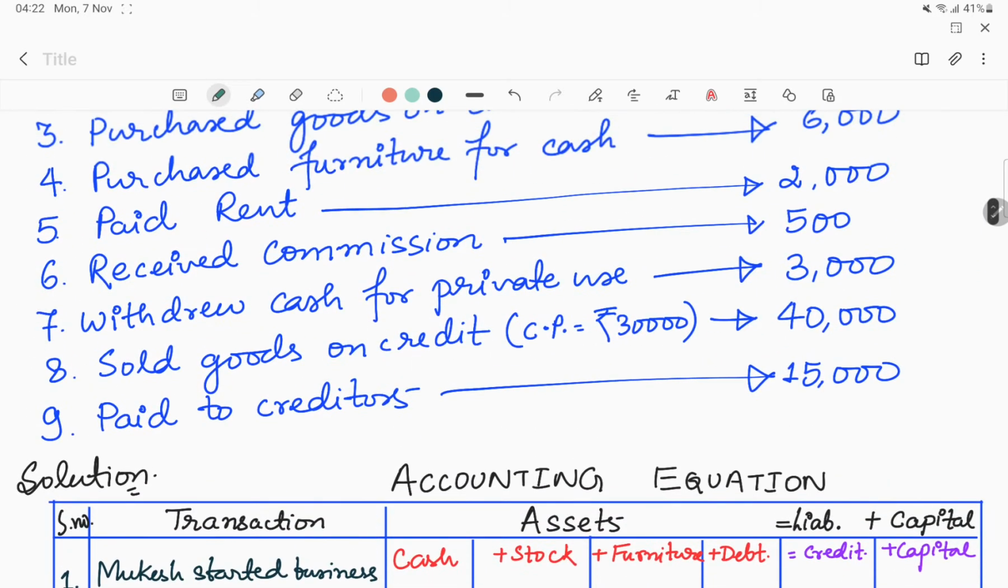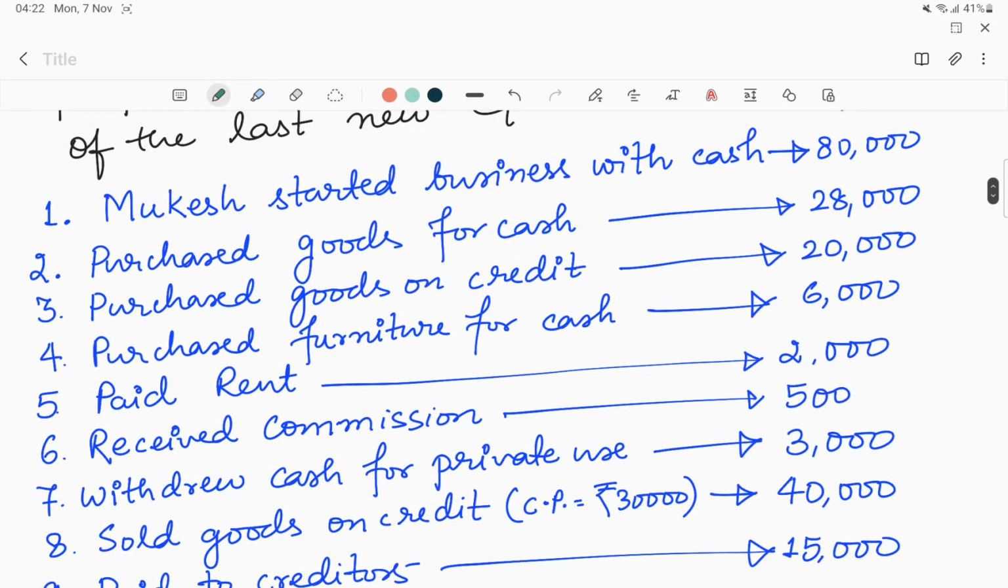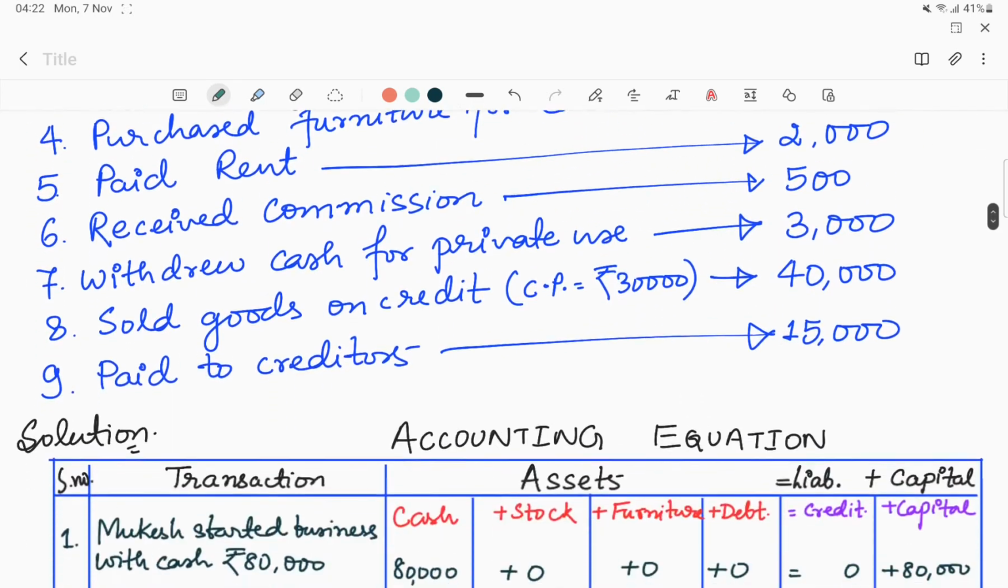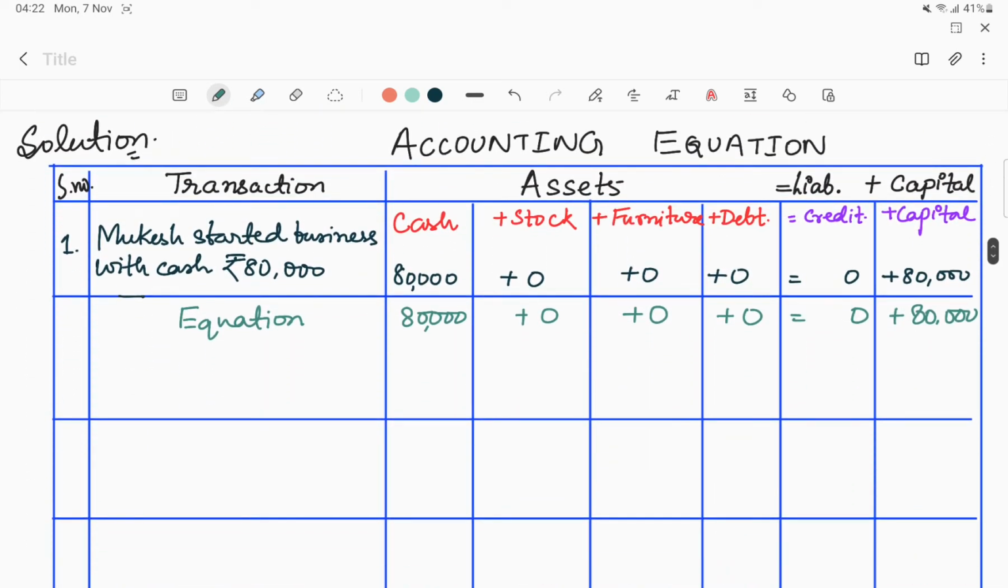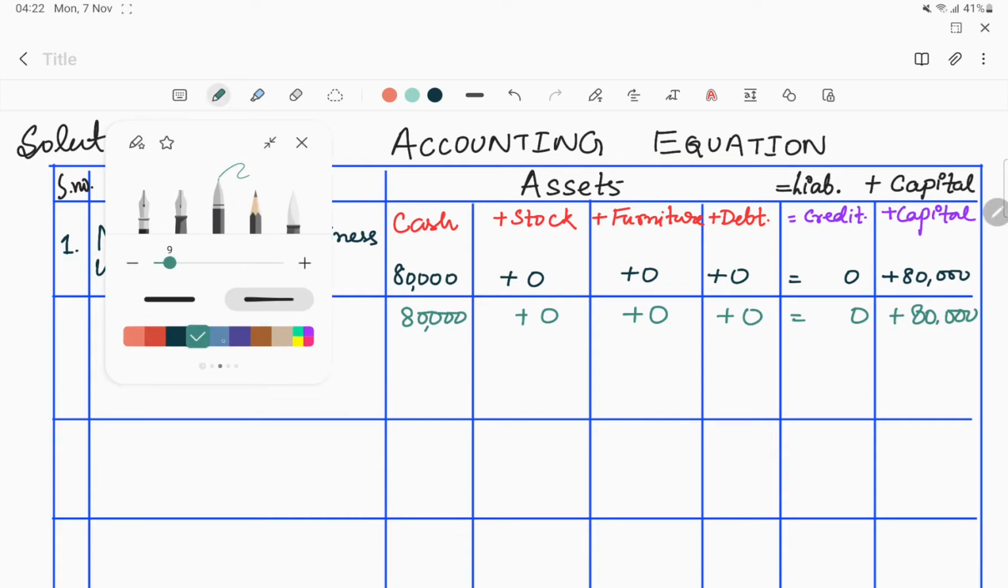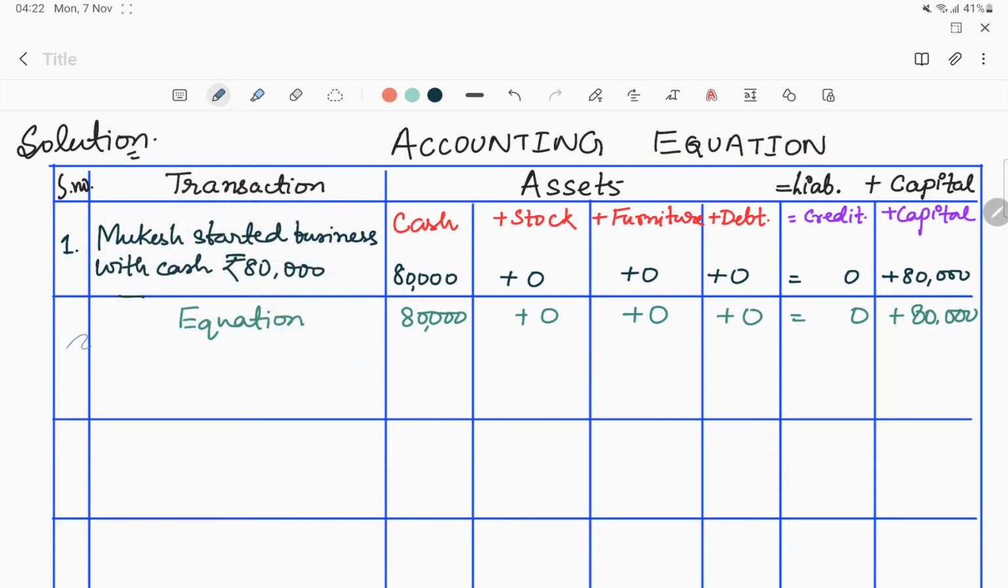Now what is happening in the second transaction? You can see Mukesh purchased goods for cash of 28,000 rupees. So what do we have to write in the transaction column? Second, purchased goods for cash, 28,000.